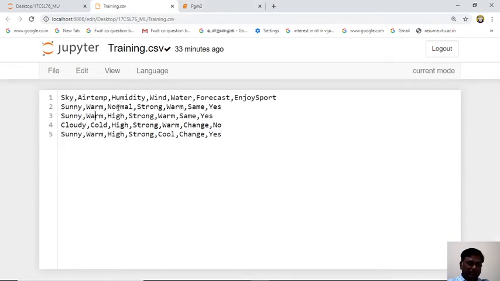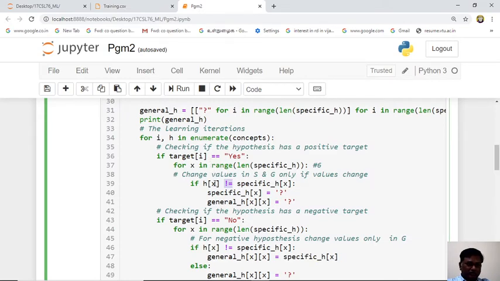Same here, also the same. Normal is not equal to high, so this is replaced by question mark. So for the first value and second value, it will not be updated for these cases. First one you leave, second one you leave, third one you can take. Third one is not matching, so it will put question mark. So at the same time it is updating your general also.